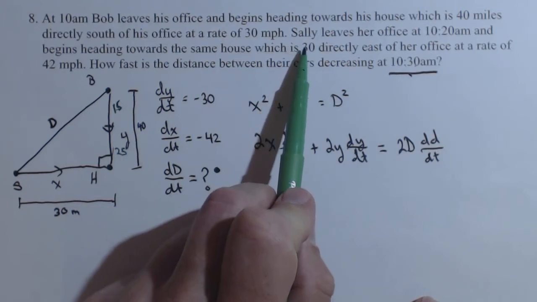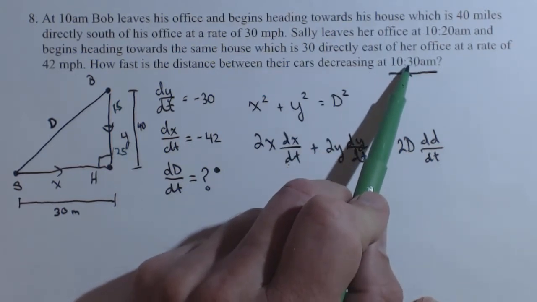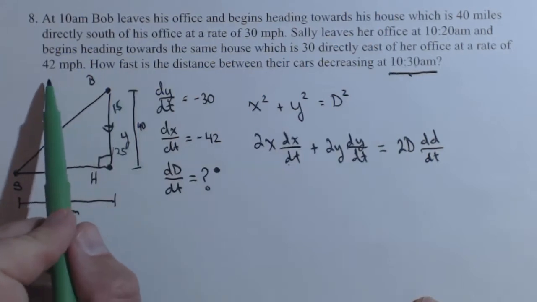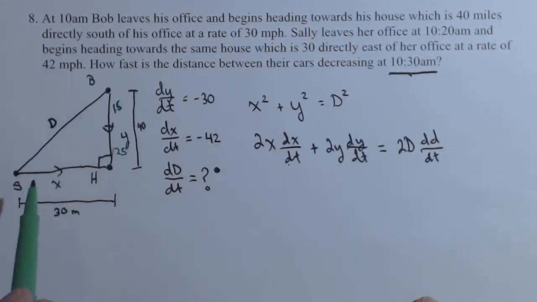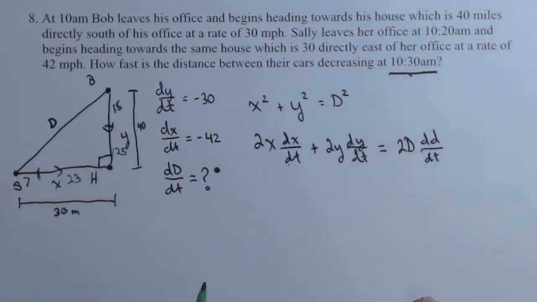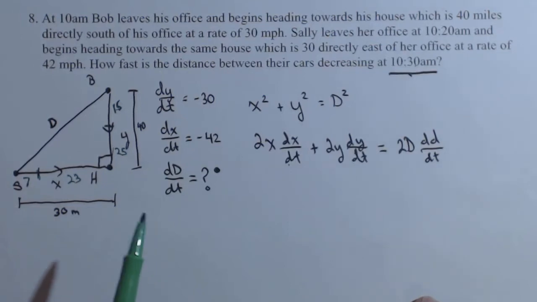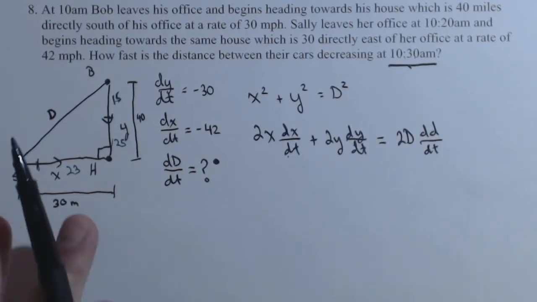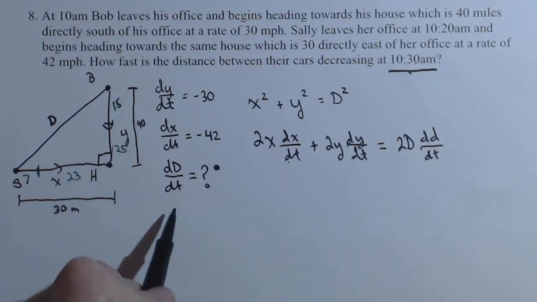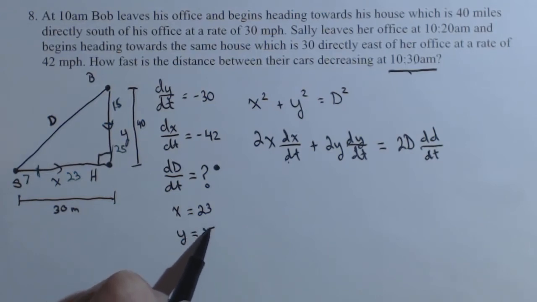We're going to do a similar thing with Sally. Sally was 30 miles directly east, and she left at 10:20, so she's only been driving for 10 minutes. So that's 1/6 of an hour. So 1/6 of 42 is 7 miles. So she's only covered 7 miles so far. She still has 23 miles left to go. So what we're doing is we're calculating how far they would have gone at those rates for those times. So now we have the x and the y that we need. So at 10:30, x, remember it's the distance left, x equals 23, y equals 25.